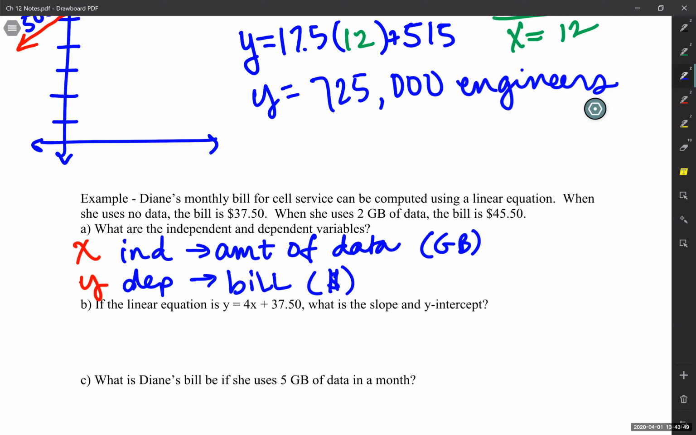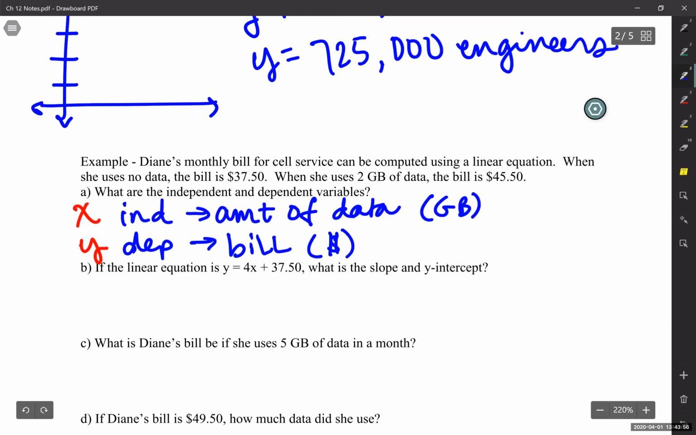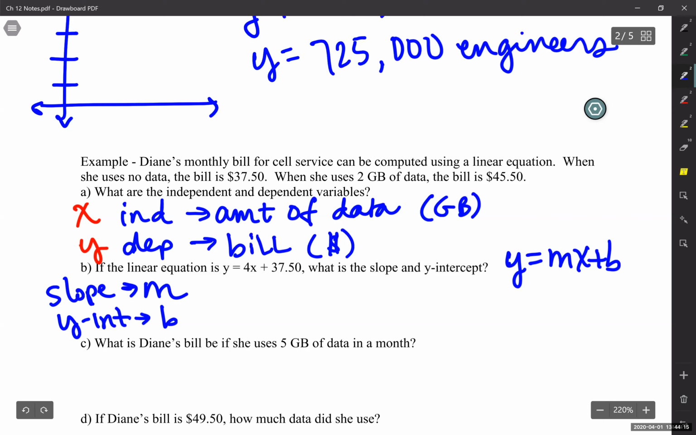So we can use the equation y equals 4x plus 37.50, and it says what is the slope and the y-intercept. From algebra, the slope is m, and the y-intercept is b. And that equation from the other page was y equals mx plus b. So the slope is what's in front of the x, which is 4. The y-intercept is what's at the end there, which is 37.50, either way.